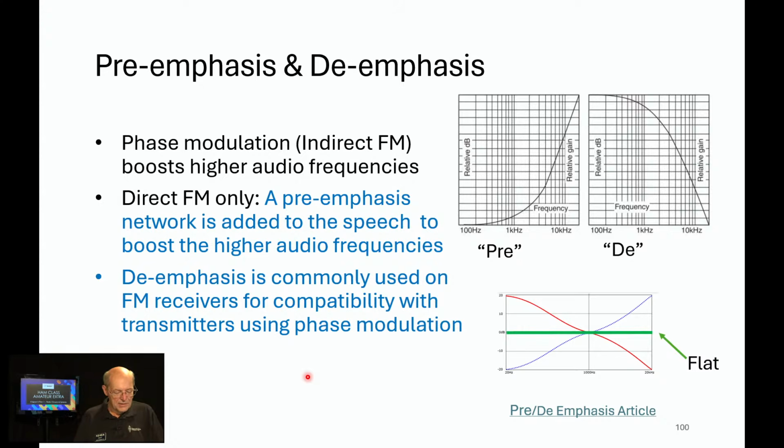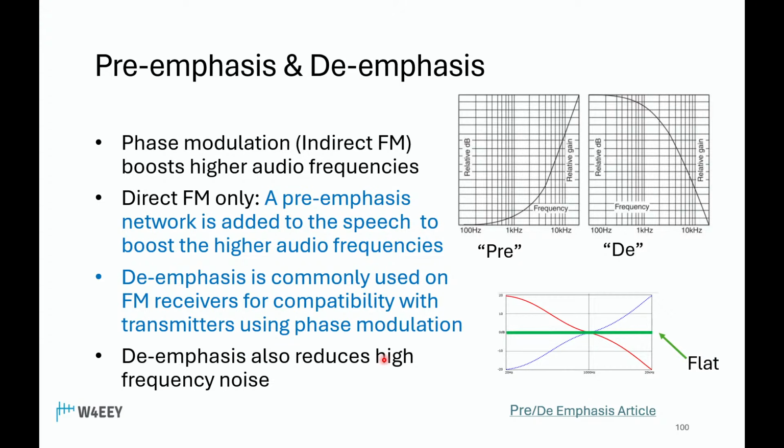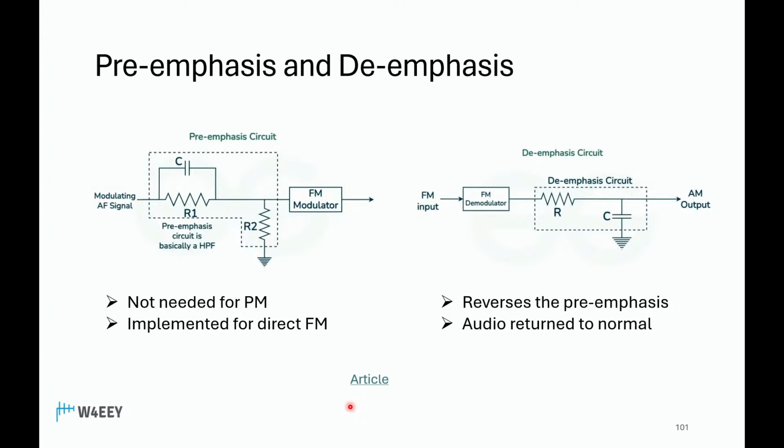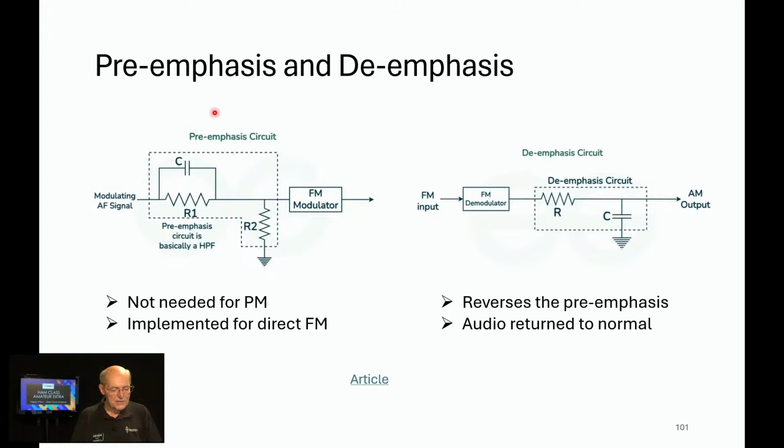So in the context of the pool questions, it says de-emphasis is commonly used on FM receivers for compatibility with transmitters using phase modulation. It actually helps for both because of the way we discussed how this works. But this is what you need to know for the pool. Also reduces high frequency noise. So here's a couple of circuits, just to reiterate what we just talked about.